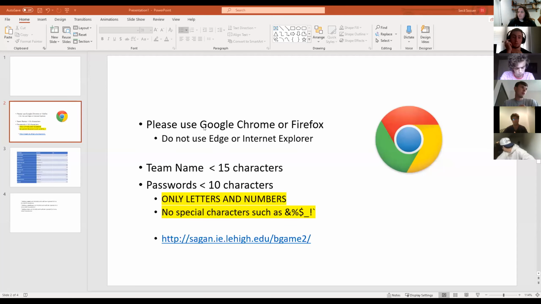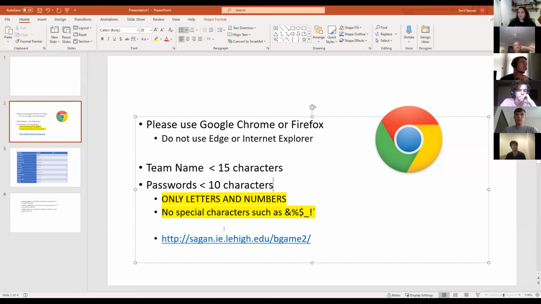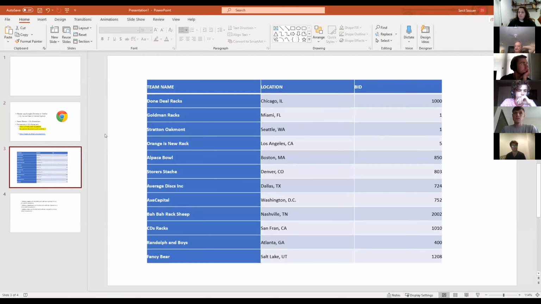I would like to add some points. Let me share my screen. Please use Google Chrome or Firefox and do not use Edge or Internet Explorer. Your team name should be less than 15 characters and your password should be less than 10 characters. Please use letters and numbers and no special characters. These are some names from a previous game, previous year. So you can put any name you want, but as I said, only letters and numbers.